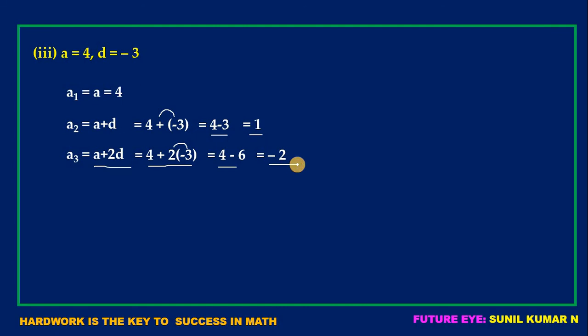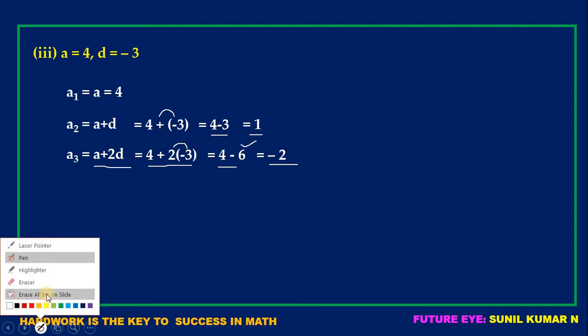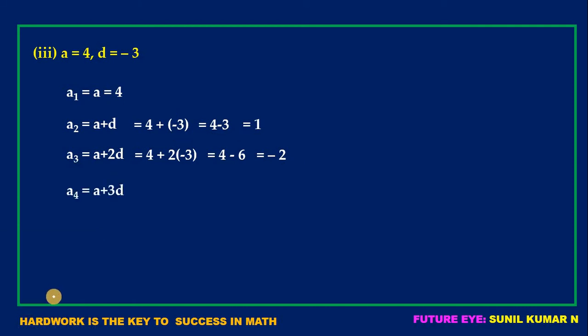You may ask how we got minus 2, because here the greater number is 6. In front of the greater number, whatever sign is present, that we have to write. Next A4, that we can write as A plus 3D. Substitute the values: 4 plus 3 times minus 3. Now multiply plus 3 by minus 3, it gives minus 9. Hence 4 minus 9 gives the answer minus 5.